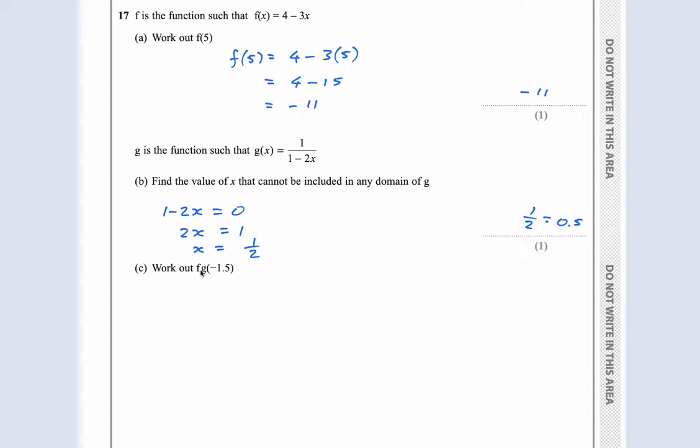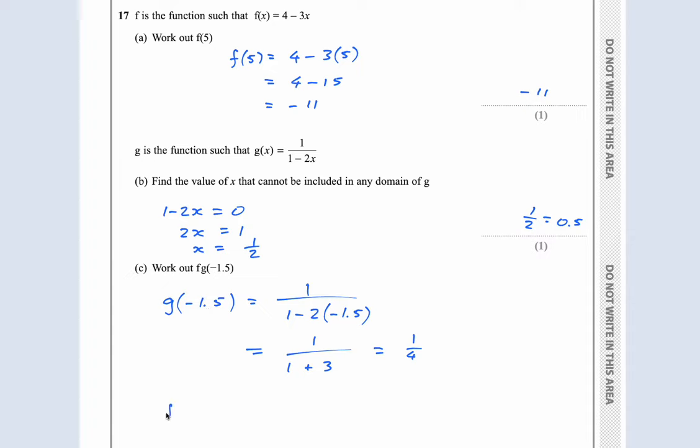Part C, work out fg of minus 1.5, right? So firstly, guys, I get g of minus 1.5. g of minus 1.5 is 1 over 1 minus 2 times minus 1.5, which is equal to 1 over 1 minus 2 times minus 1.5. Use a calculator if you want, guys. That's going to be 3, so 1 plus 3, which is equal to 1 over 4. So I have g of minus 1.5 is 1 over 4.